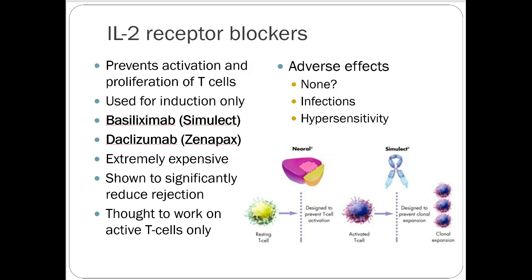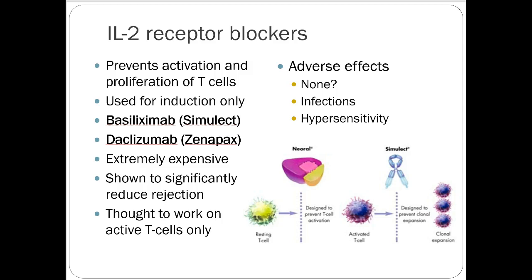So IL-2 receptor blockers prevent activation and proliferation of T cells. We use this for induction only. Induction is prior to transplantation, we suppress the immune system to prevent any type of rejection immediately from occurring. So we can't rely on those oral medications that we just talked about getting to the right concentration by the time we need them to. So this is sort of an insurance policy, if you want to look at it that way. These are really expensive, but you only use like one dose of them.